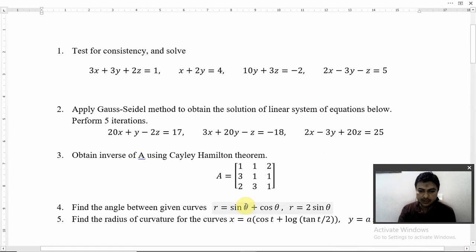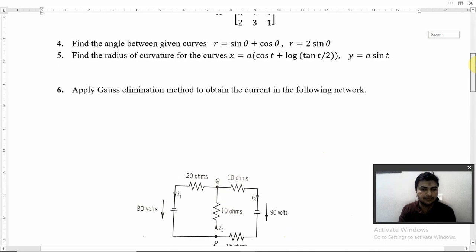And angle between the radius vectors is damn easy. In very few steps you are going to get the answer. Radius of curvature. Looking at the question here, you can see some difficult equation they have given. So we'll try to skip such questions and solve the remaining questions with less time.